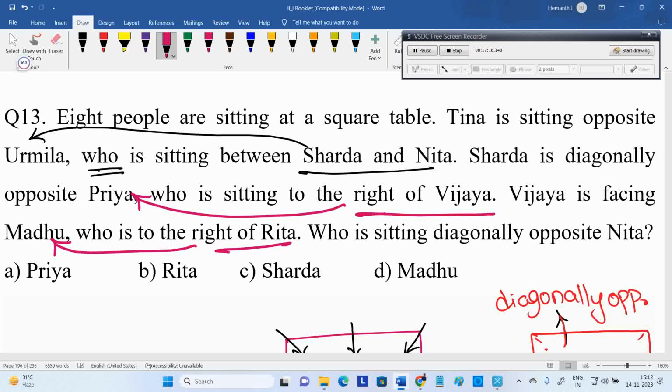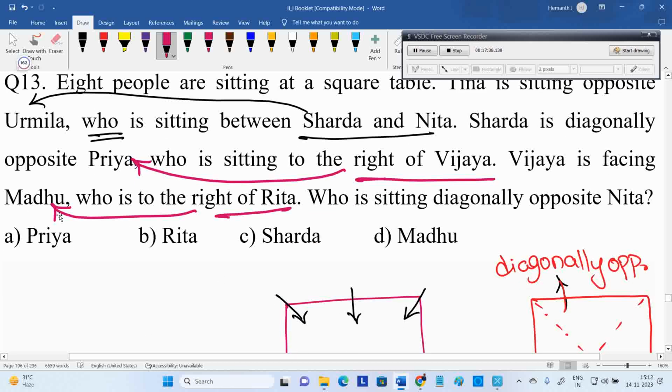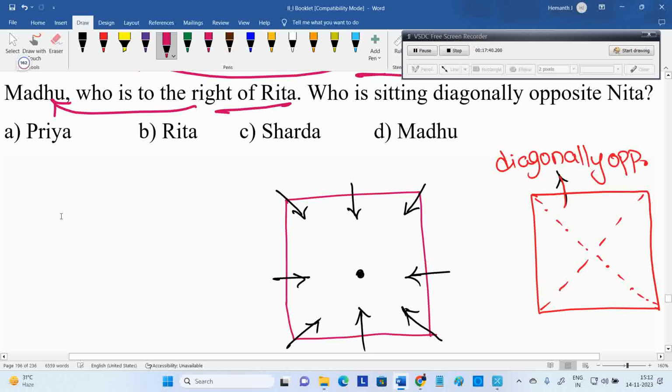Now which person is more in discussion? We need to arrange that person first. That's what we already discussed. Frequently used, I can see Vijaya two times in the sentences. Let me arrange Vijaya somewhere, because Vijaya is there a couple of times in the question. So I'll put Vijaya first. Vijaya's opposite is Madhu. Vijaya facing Madhu, Vijaya I'm taking here.